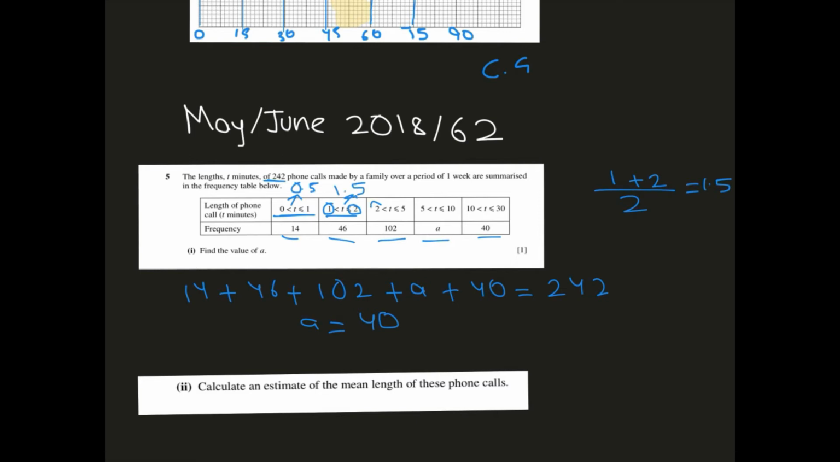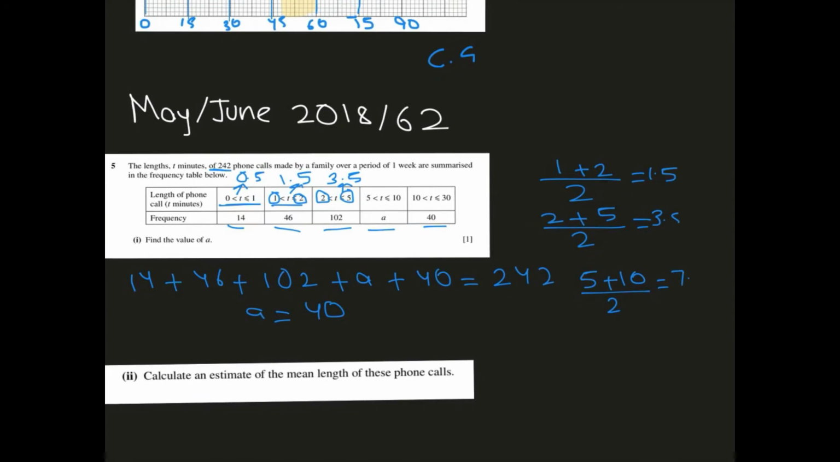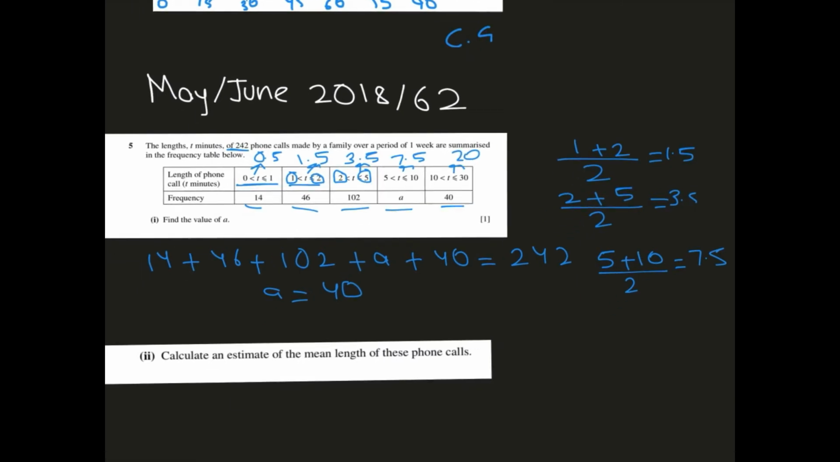The same will happen here. Lower class boundary 2 plus upper class boundary 5, and we divide by 2. So 2 plus 5 is 7, and 7 divided by 2 is 3.5. So 3.5 will be this midpoint. We'll do the same here. The midpoint of this will be 5 plus 10 divided by 2. So 15 divided by 2 is 7.5. In the same way, the midpoint of 10 to 30 will be 20, right?